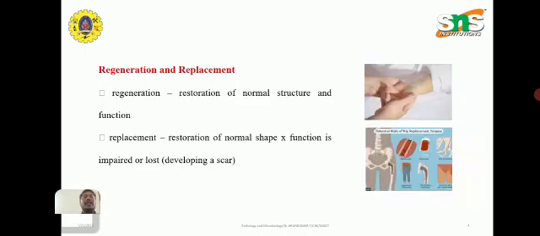So here there are two important words. The first one is called regeneration and the second one is called replacement. Regeneration is the restoration of normal structure and function. And what is replacement? Replacement is the restoration of normal shape where function is impaired or lost. That is, developing a scar.